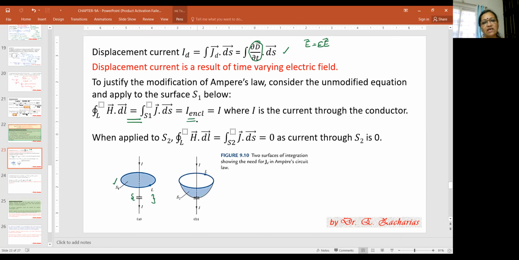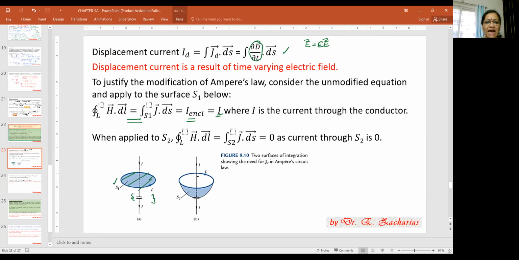And what is the current I enclosed by this Amperian loop? That is the current through the wire, the conduction current through the wire. The right hand side of the equation can also be obtained by applying integral J dot ds to the surface S1, that is to this blue surface. Then you get the right hand side to be I, which is the conduction current.